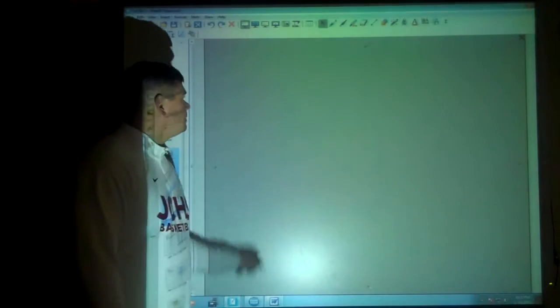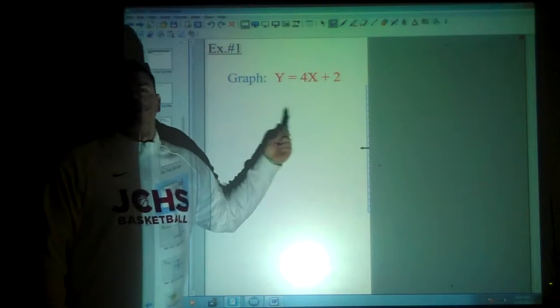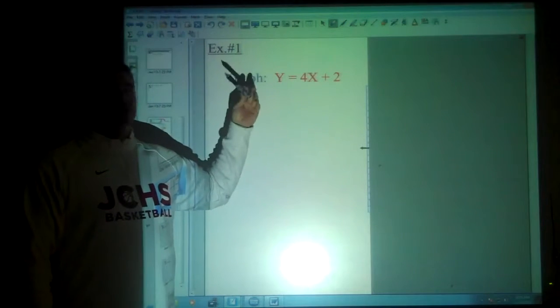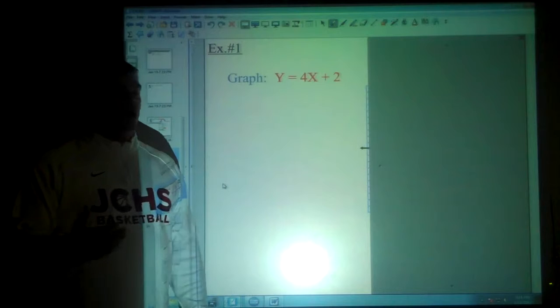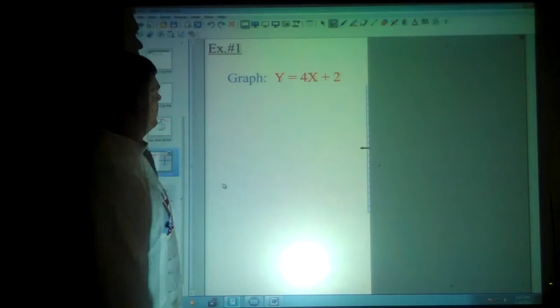So let's try this out. We want to graph this equation right here. Everything we need to graph is located here. This is one of the easiest methods for graphing. You don't have to make an input-output table. You just have to be able to recognize some important pieces of information.